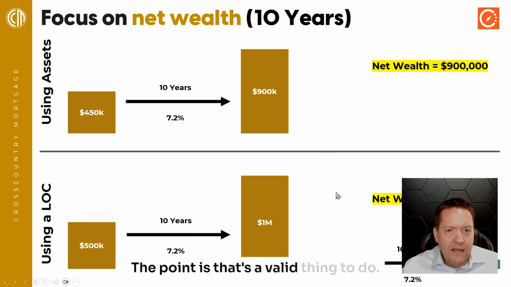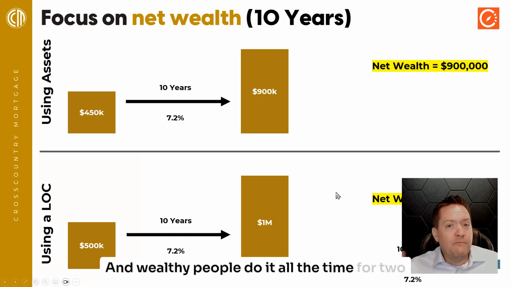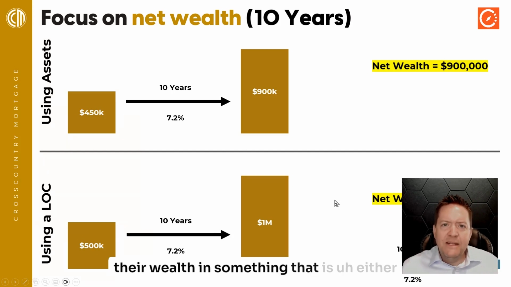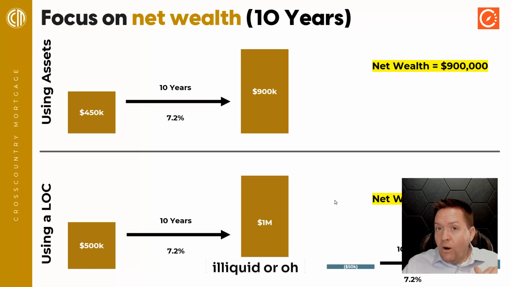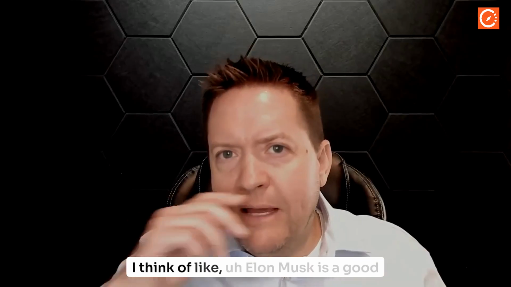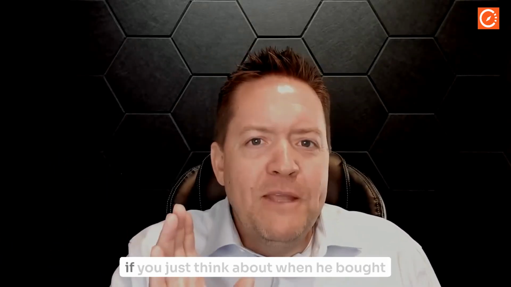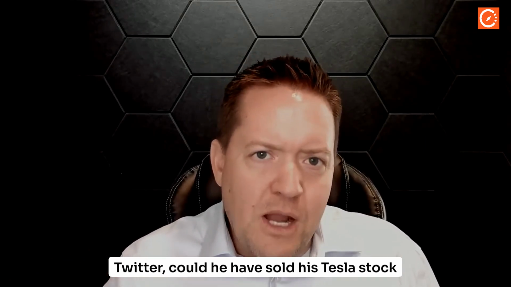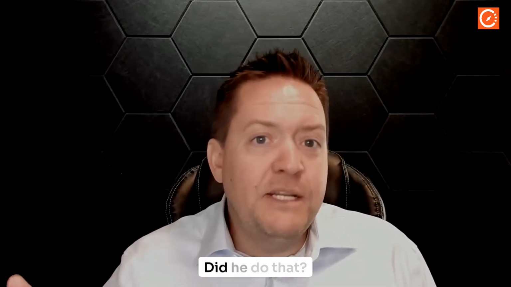The point is that's a valid thing to do, and wealthy people do it all the time for 2 reasons. First, a lot of times wealthy people have their wealth in something that is either illiquid or perceived to be illiquid. So I think of Elon Musk as a good example. If you just think about when he bought Twitter, could he have sold his Tesla stock to buy it? And the answer is he could have. Did he do that? No, he didn't.